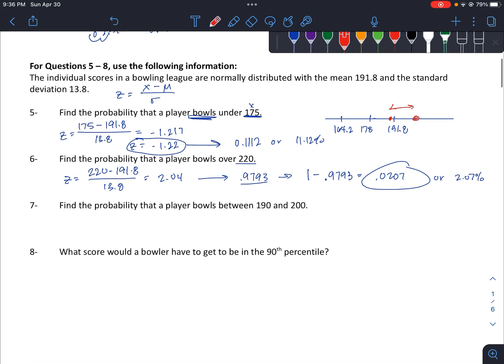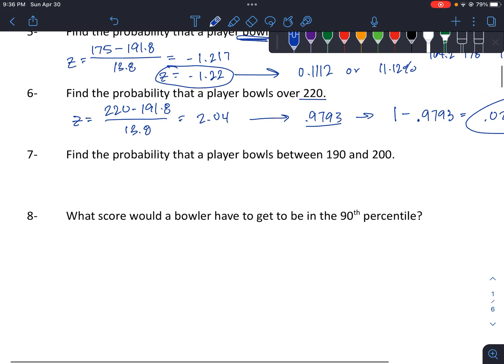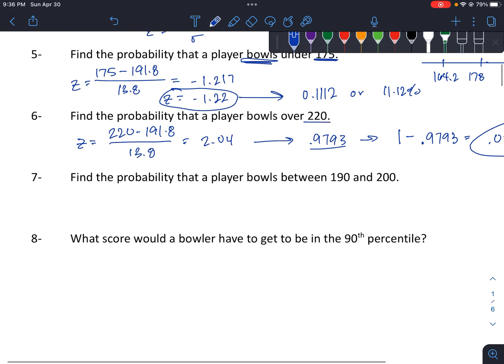What we need to do is still the same thing. We need to find the z-scores for both of these values. So first let's start with 200. z is equal to 200 minus 191.8, divided by 13.8. If I do that, that's going to give me 0.59. This is my z-score.